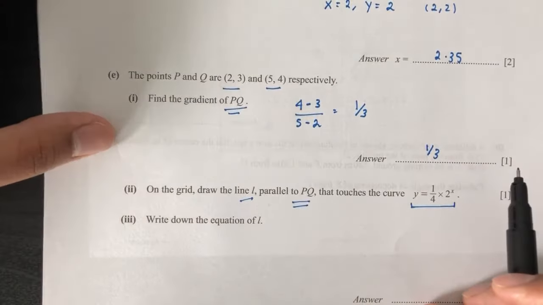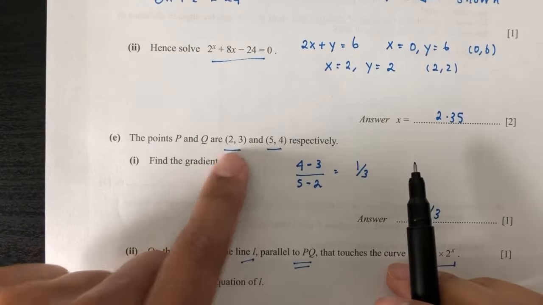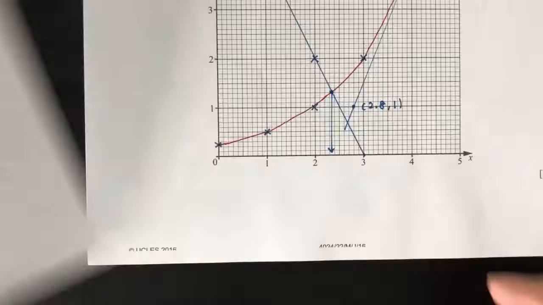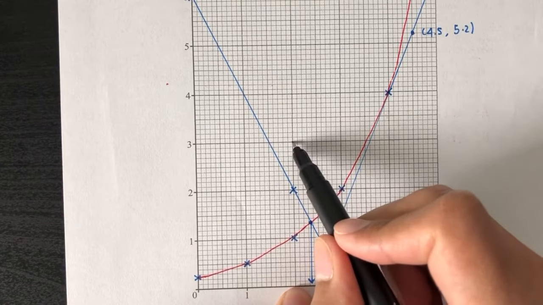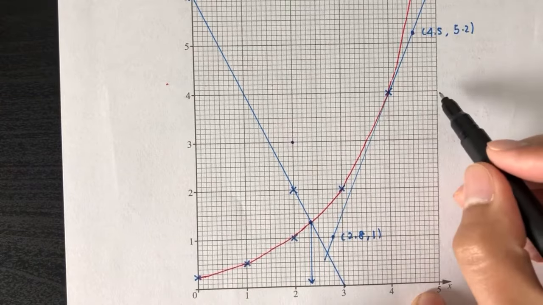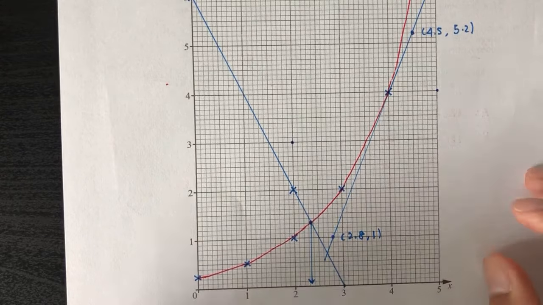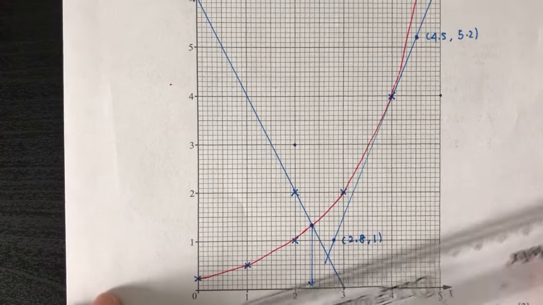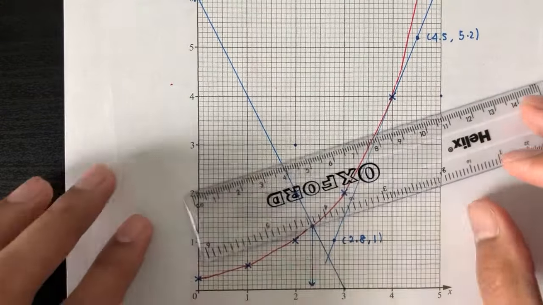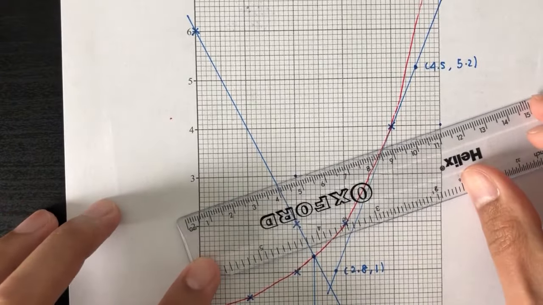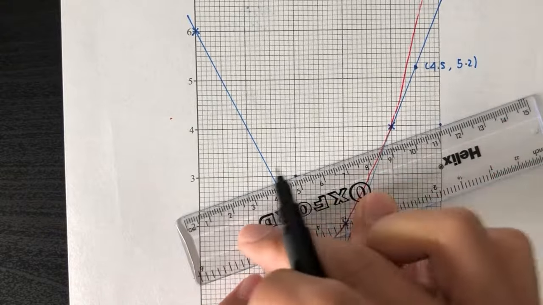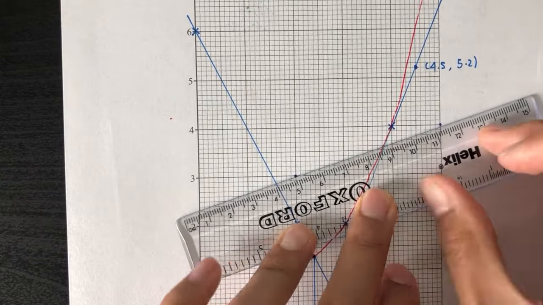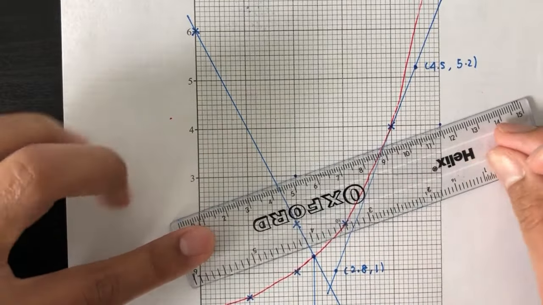So where does it touch the curve? So first let's put the 2 points. Where are the points? 2, 3 and 5, 4. So 2, 3 will be here, and 5, 4 will be here. So the line PQ is this line, right? Now we have to draw a line which is parallel to PQ, which means it has the same slope as PQ, that touches the curve. So let's shift it and see where it touches the curve.